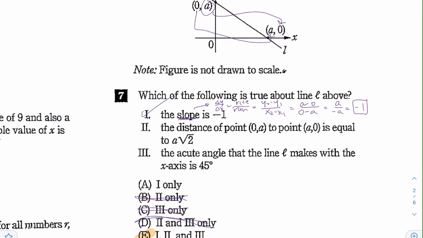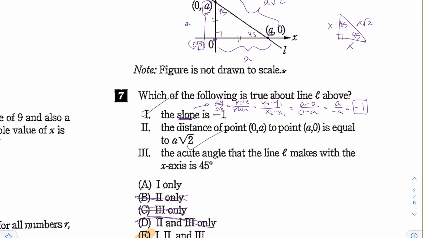Next, for choice 2, the distance between point (0, a) to point (a, 0) is equal to a root 2. So here you actually can make a 45-45-90 special right triangle, or an isosceles right triangle, where each side is a. The origin is (0, 0). So 0 to a is a, and then this 0 to this a also is a. So when you have a 45-45-90 triangle, the sides are in the ratio of x, x, and x root 2. So here the hypotenuse is going to be a root 2.